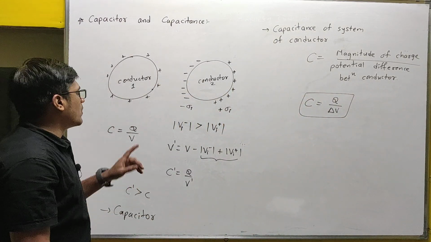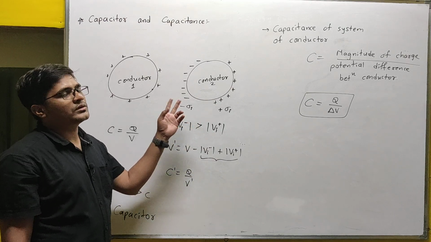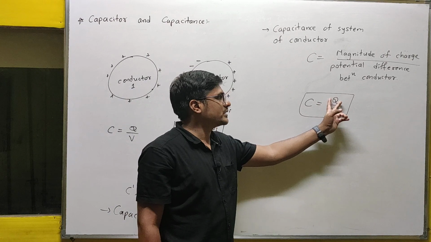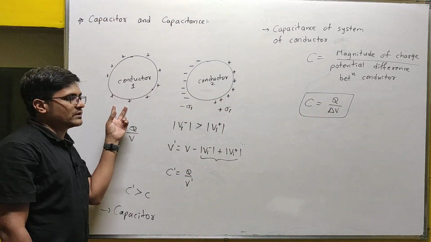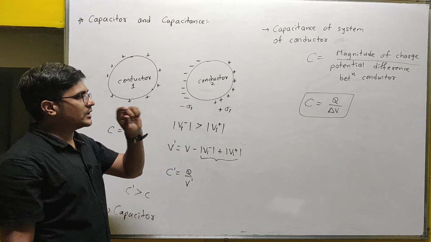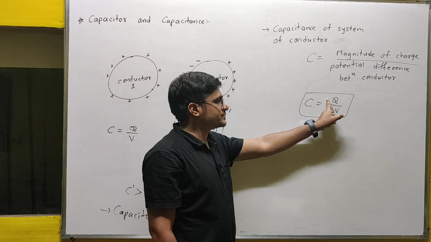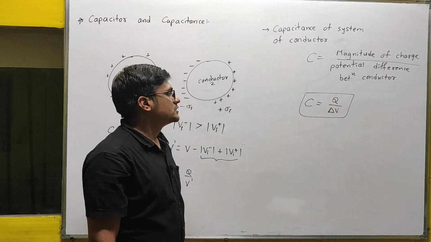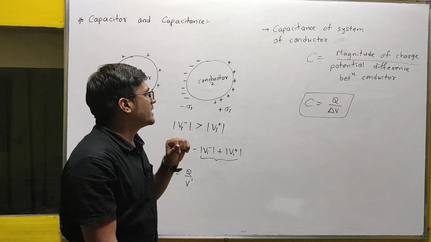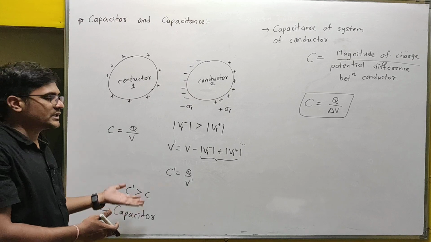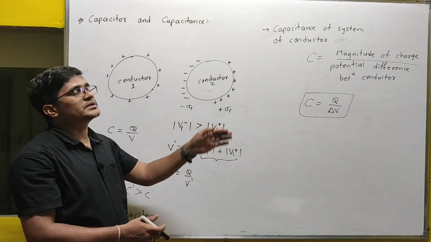In the general case, both the conductors in the capacitor have the same amount of charge. So you just take the magnitude of charge. Suppose in one conductor the charge is positive and in the other conductor the charge is negative, but you have to take the charge magnitude only. So no need to substitute the sign here, right? So this is the formula for the capacitance of a system of conductors. By using a system of conductors, the capacity is increased.